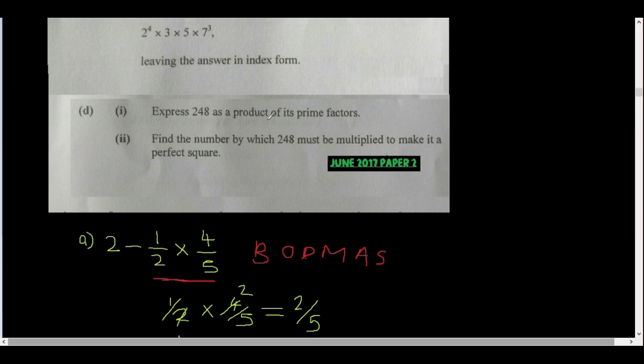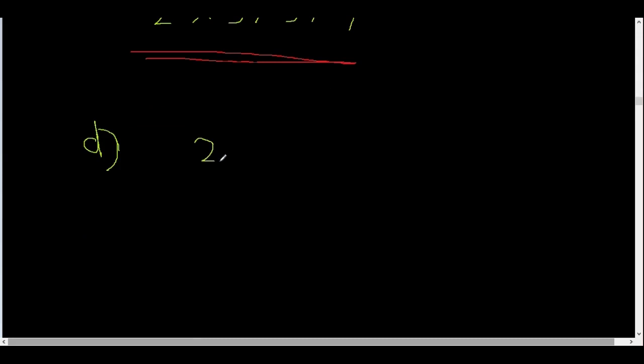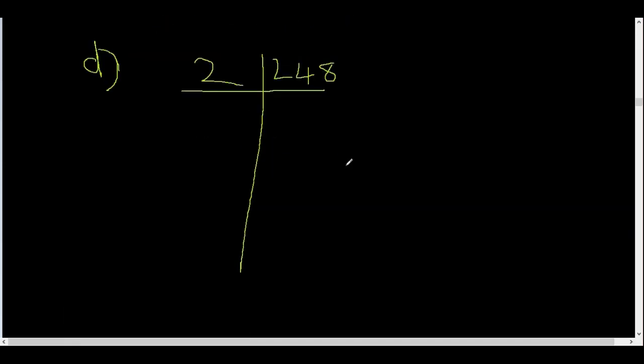Express that as a product of its prime factors. From our theory, remember that we divide the number using prime factors. We start with 2 since it can divide 248 without leaving a remainder. 2 into 248, we get 124. Then again 2 into 124, we get 62. Then again 2 into 62, we get 31.